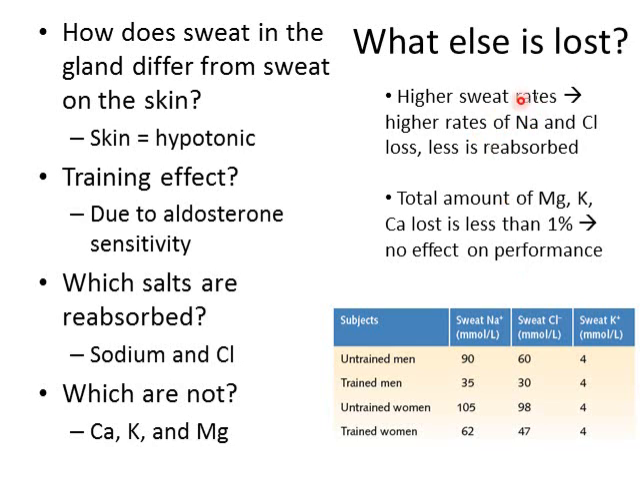So the higher sweat rates, meaning the faster the sweat gets pumped through those ducts, the higher the rates of these electrolytes lost, and we have less ability to reabsorb them because the sweat is pumping through so fast. But one thing that's key about these electrolytes that are not reabsorbed is that it's only about 1% of the electrolytes that are lost. And so as far as we know, there's no effect of losing these electrolytes on performance.